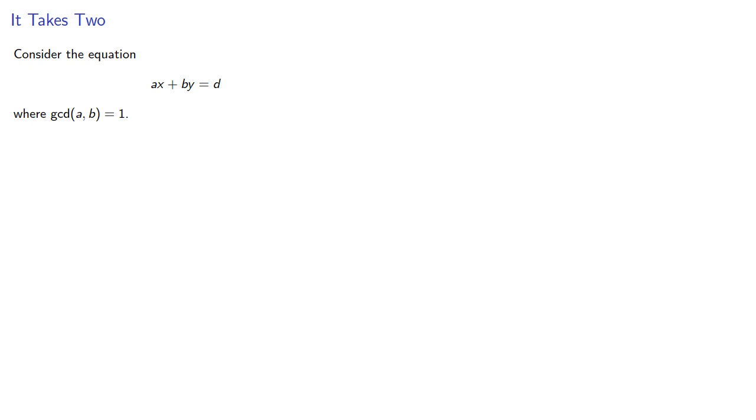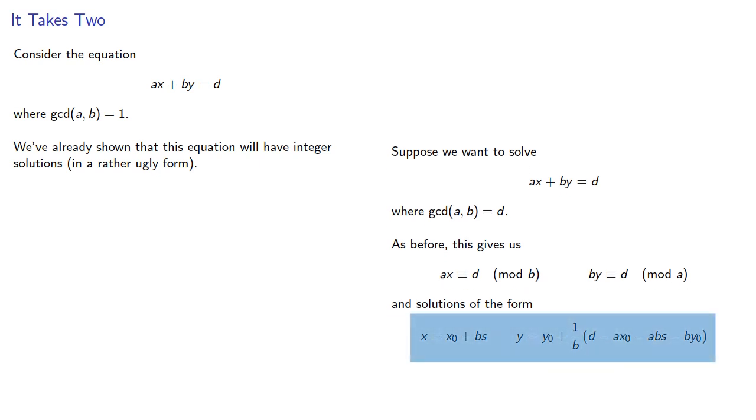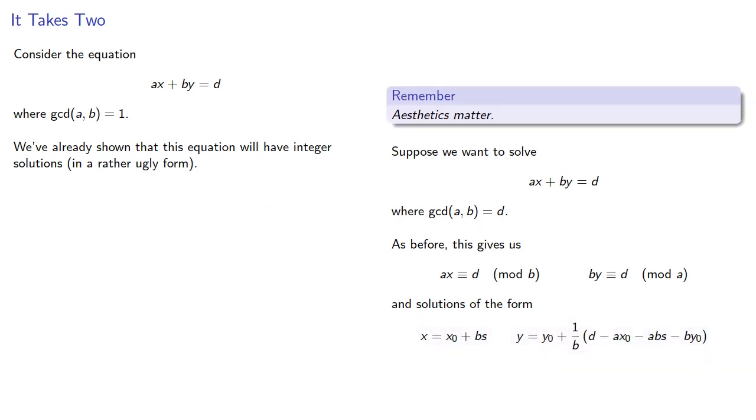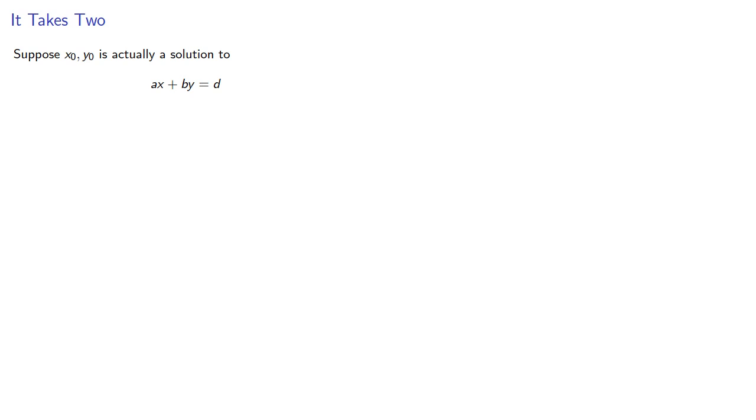So let's consider an equation where the greatest common divisor of our coefficients is 1. We've already shown that this equation will have integer solutions in a rather ugly form. So remember, aesthetics matter. Can we improve the look of the solution? Well, suppose x0, y0 actually is a solution to our linear equation. How can we find another solution?